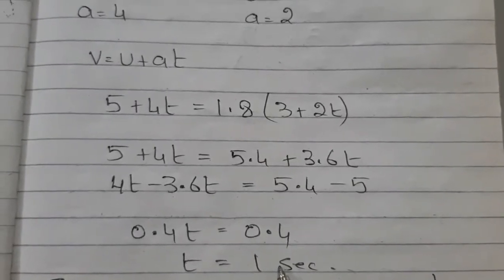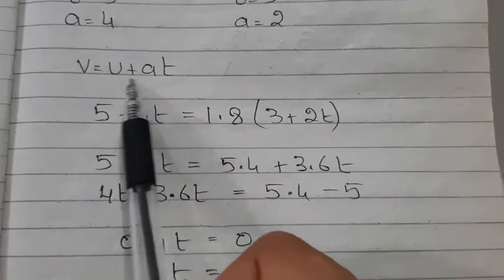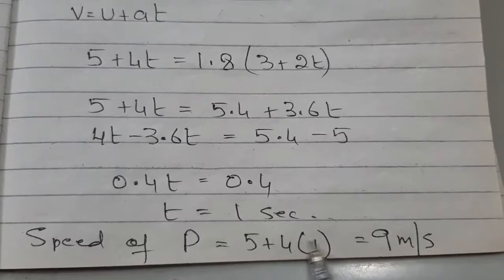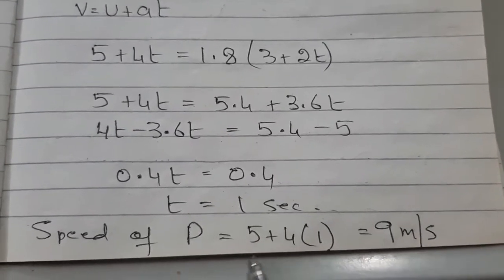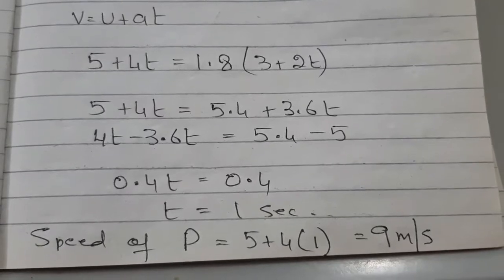The question was saying find the speed of P. So this was the speed of P, and I will substitute t equals 1 here. This is what I'm doing. So the speed of P is 9 meters per second. So let's see part 2.